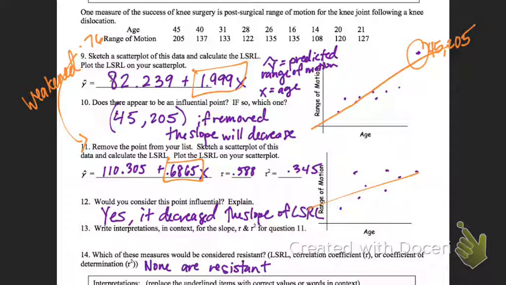What was for R squared? Approximately 34.5% of the variation in range of motion can be explained by the LSRL between age and range of motion.